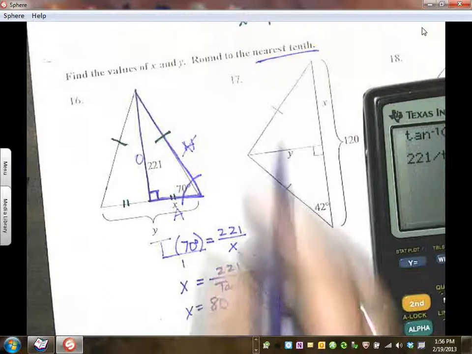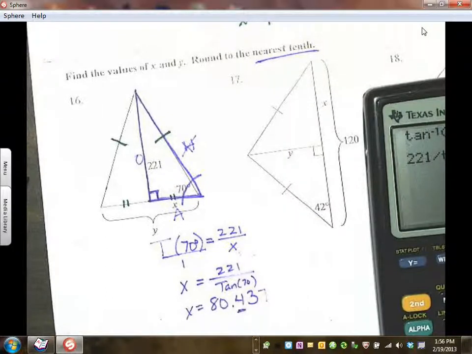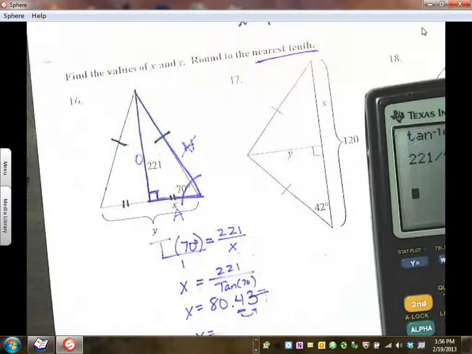But I want to round it to the tenth. So look just to the 4, look just to the right. Is 3 a 5 or more? No. So x is 80.4.